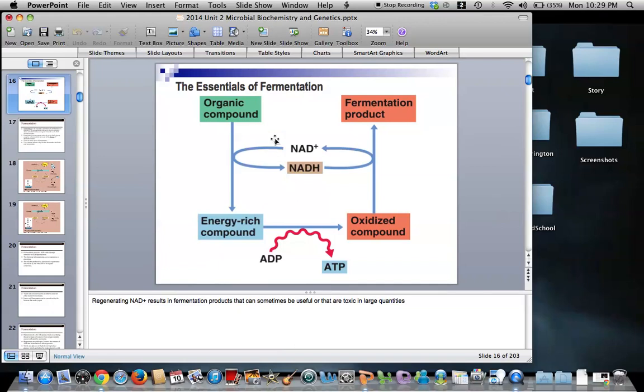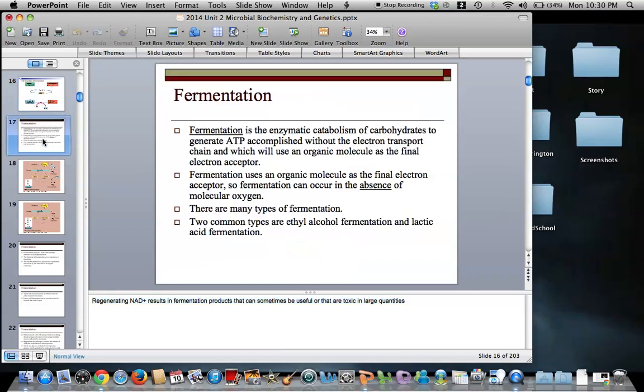The essentials of fermentation: you have an organic compound of some kind. It is oxidized by NAD+, and it actually turns into some type of energy-rich compound, which then has substrate level phosphorylation of ADP into ATP. Now it's oxidized, and then it will be reduced by NADH and turn into whatever its fermentation product is. So you need to be careful of these fermentation products because they can be lethal to the cell.